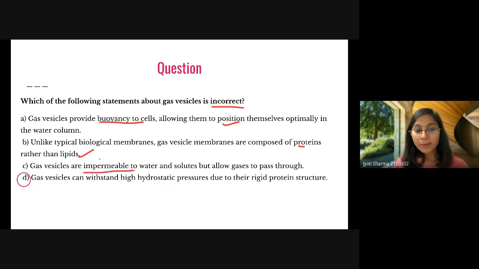And these are impermeable to water. Why impermeable? Because this is providing you the buoyancy. If we do have water inside these gas vesicles, then this will be heavier in nature, so how will it provide buoyancy to the cell? So it is impermeable to water, and that's why it just allows gas to pass through. And this is again the right statement, but this is not the right statement. So that's why D is the right answer, because the question was which statement about the vesicle is incorrect.